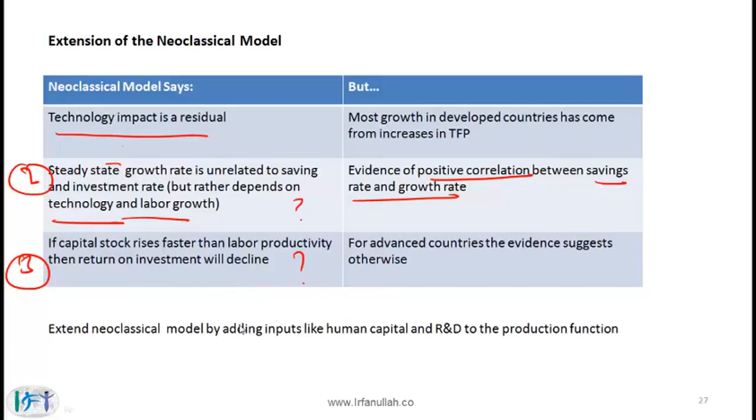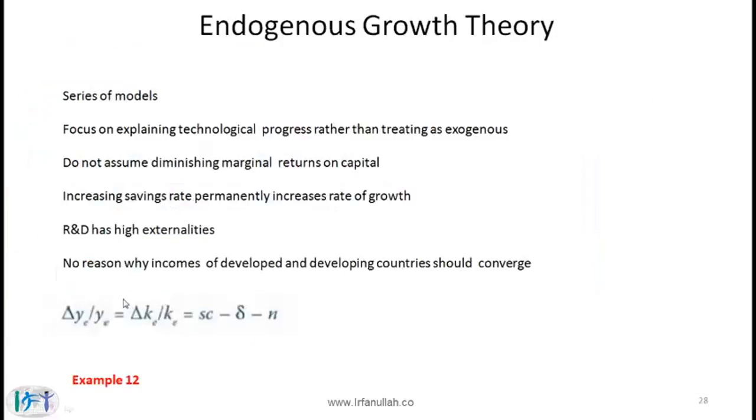So an extension to the neoclassical model has been suggested, which basically adds inputs like human capital and R&D to the production function. This is an attempt at making some technology elements part of the model rather than outside the model. This to some extent addresses the first point, but these points still remain unaddressed. And therefore, as happens in economics, if one theory does not quite explain what we observe, then economists come up with other theories. The other theory here is the endogenous growth theory.